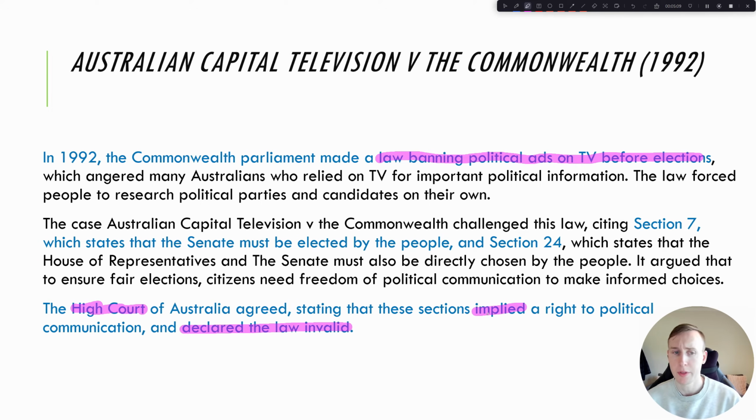So you definitely don't need to know this case for your particular assessment task, but it's just to show you how we gain more implied rights in Australia.